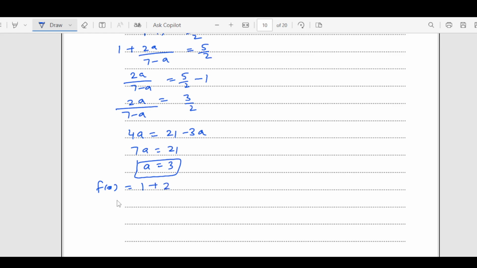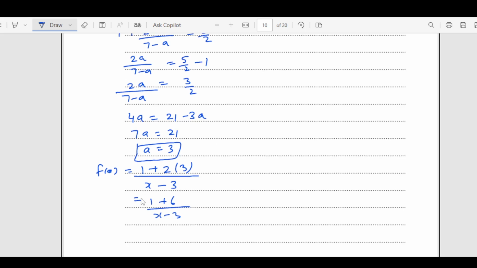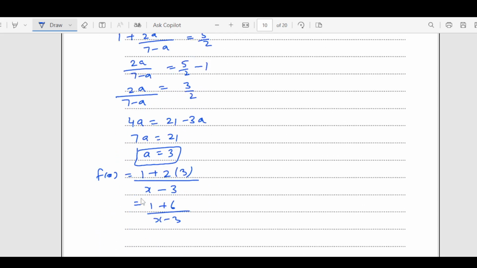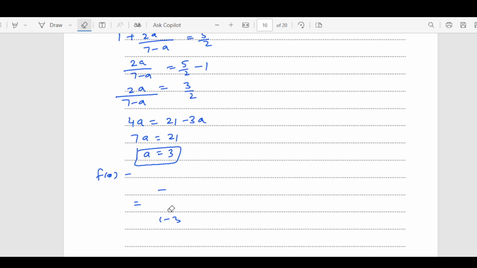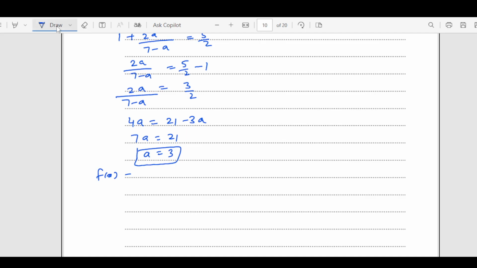So this is 1 plus 2 times a, which is 3 now, and then we have x minus a, which is 3. So this is 1 plus 6 over x minus 3. Sorry guys, the 1 is separate, it's not part of the fraction. Let me just rewrite this, because it is 1 plus, not as a whole. So we have f(x) equals 1 plus 2 times 3 over x minus 3. So this is 1 plus 6 over x minus 3. This is our f(x) now, right?